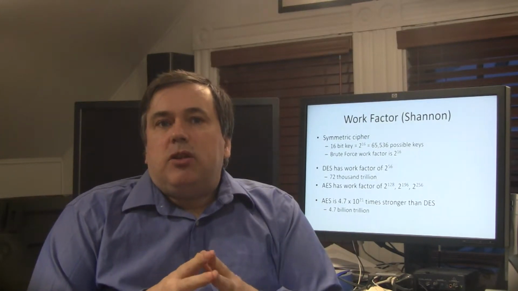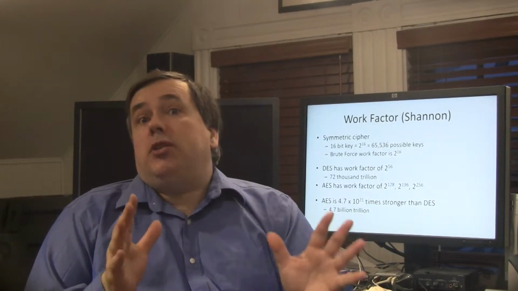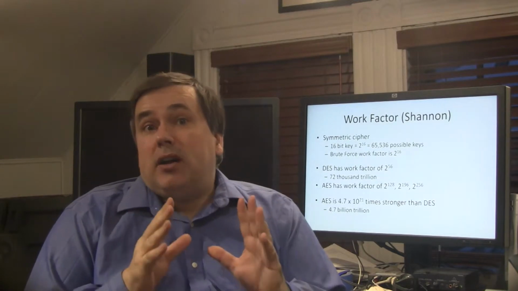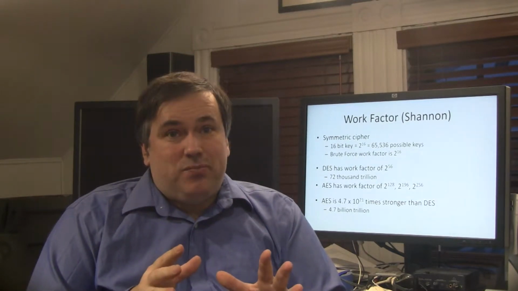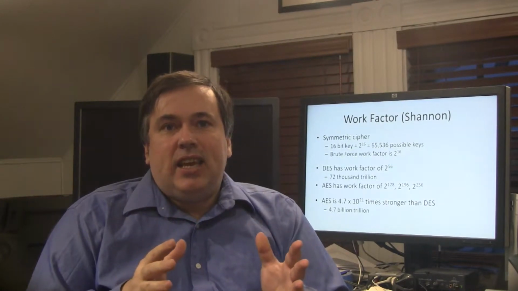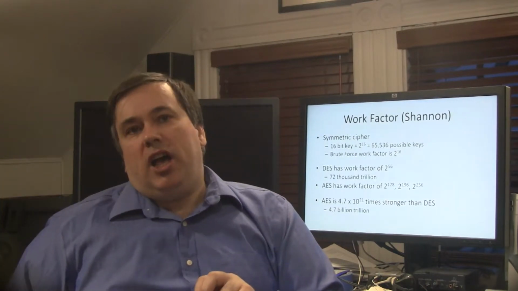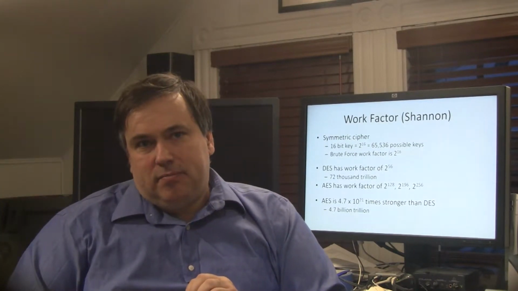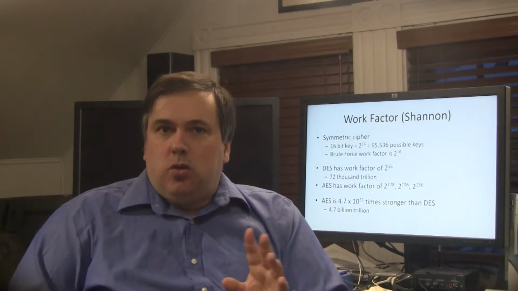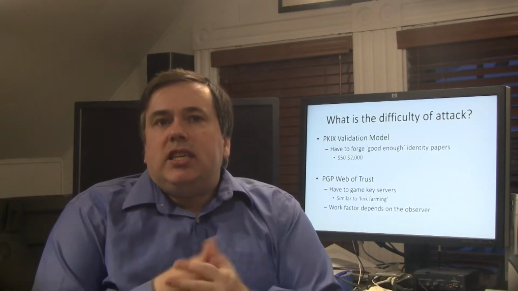AES, the Advanced Encryption Standard, has work factors of 2 to the power 128, 2 to the power 192, and 2 to the power 256. So the weakest variant of AES is 4.7 billion trillion times stronger than DES, which is quite a large increase in difficulty. So what's the difficulty of attacking our existing trust model?